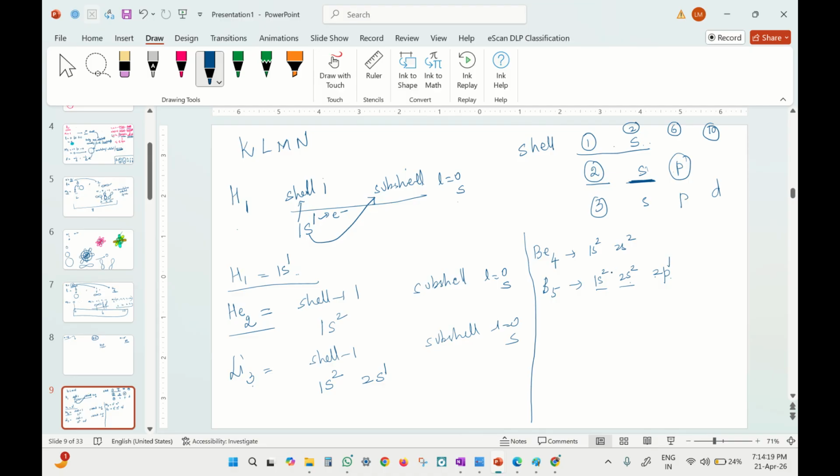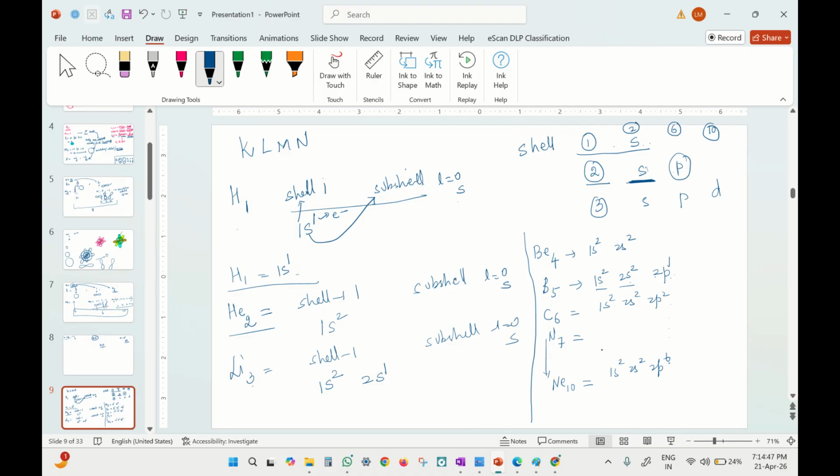Okay. Boron, then carbon, 1s2, 2s2, 2p2. Nitrogen, 7. So this will go on up to neon, 10. 1s2, 2s2, 2p6. Fine. The P will start filling up. So 2p1, 2p2, 2p3, 2p4, 2p5, 2p6. Clear?